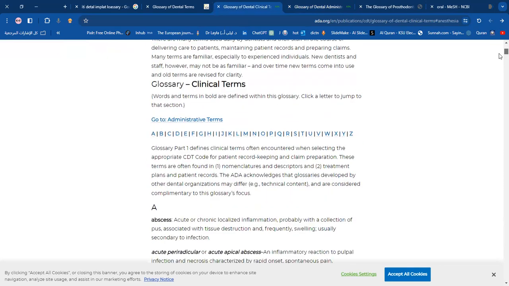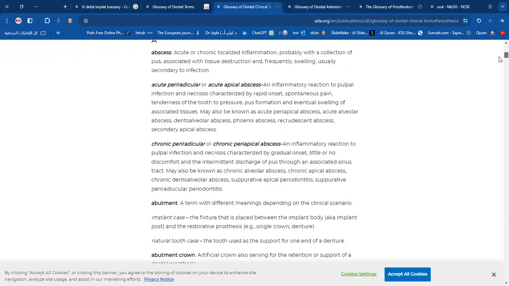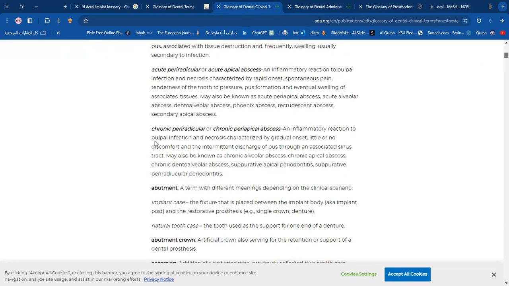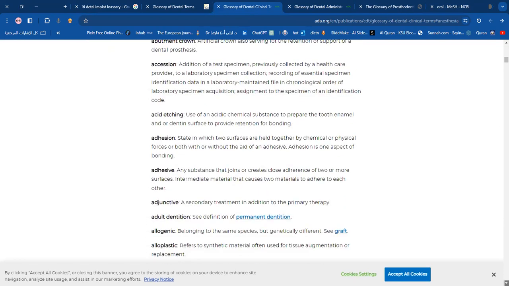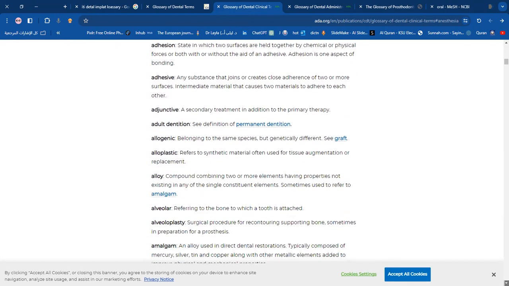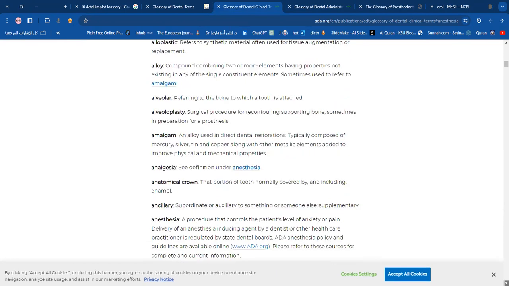So we go down here, and they are alphabetically ordered. If I'm talking about a chronic radicular abutment crown, these are clinical terminologies, and these are the things that you should put in your clinical entries when you work with your patient. So you have to use the correct terminology when you put your entries on the treatment you provided for your patient.